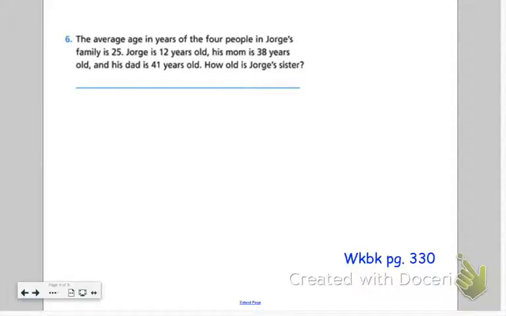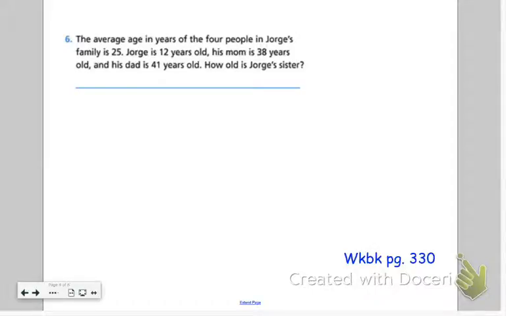Let's do another one. Let's look at number 6. The average age in years of the 4 people in Jorge's family is 25. So the average is 25. The mean is 25. Jorge is 12 years old. His mom is 38 years old. And his dad is 41 years old. So how old is Jorge's sister?